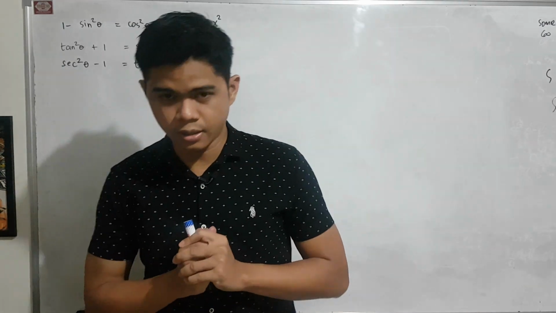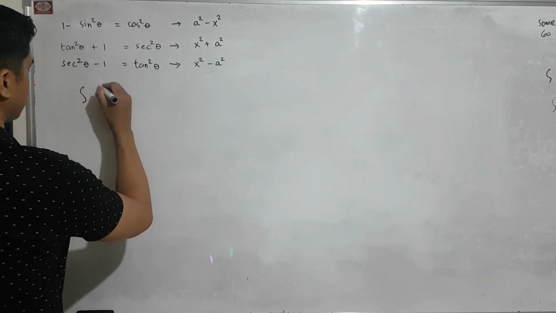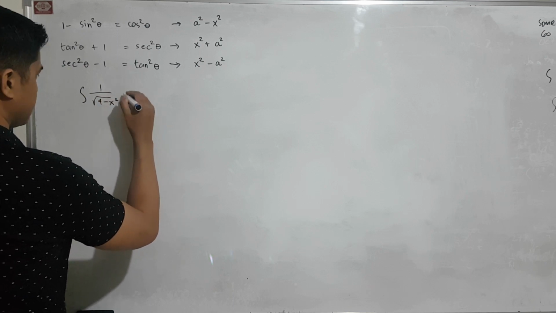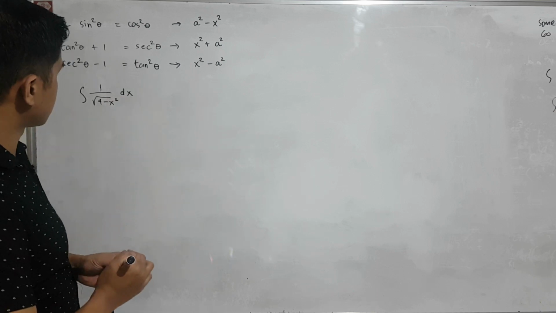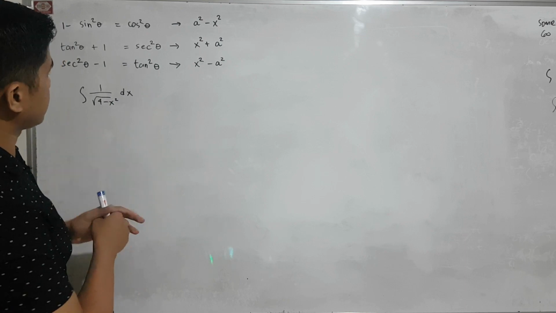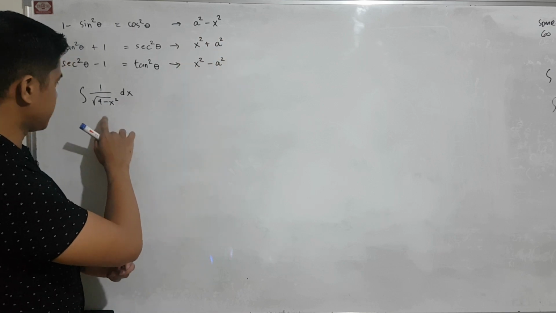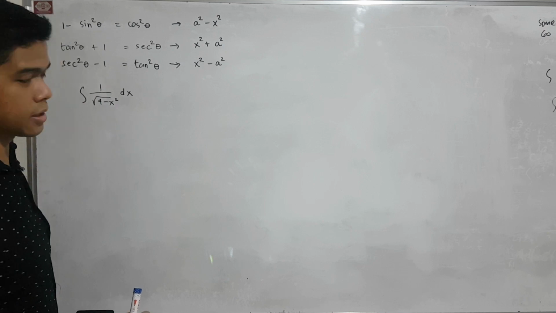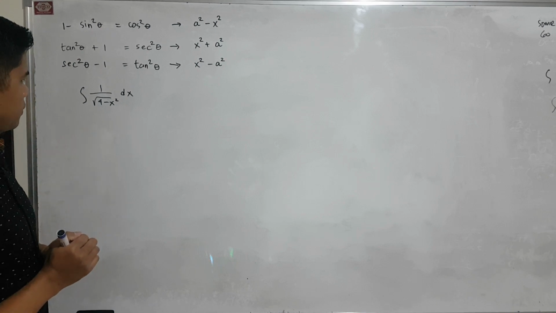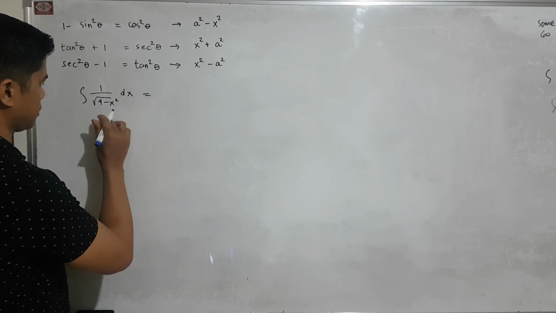So our first integral is the integral of 1 over square root of 4 minus x squared. Of course, we don't forget the dx. So what trigonometric identity do we use here? You see, the first identity has a squared minus x squared, and this integrand is in this form. So we need to use the first identity. Since we have a 4 in our integrand, we cannot use the first identity directly. So first, we factor out the 4 in the bottom.